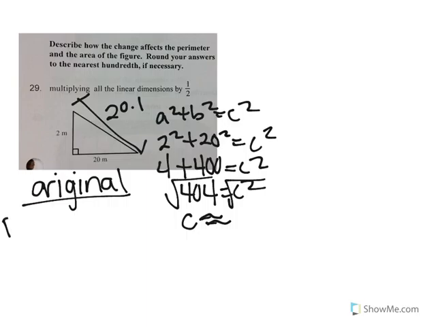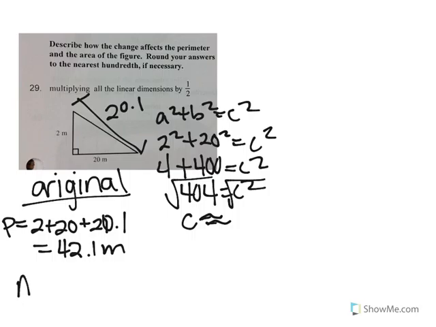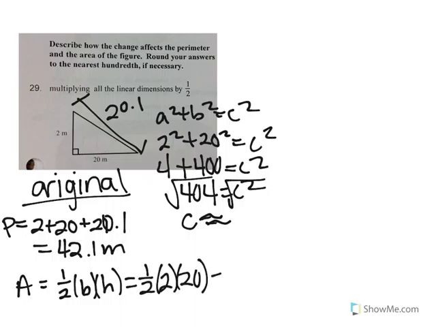So if we add up all the sides, we get 2 plus 20 plus 20.1. That's equal to 42.1 meters. To find the area, that's equal to 1/2 times base times height. So 1/2 times 2 times 20 is equal to 20 meters squared. So we have our original perimeter and area. Now we have to find our new stuff.